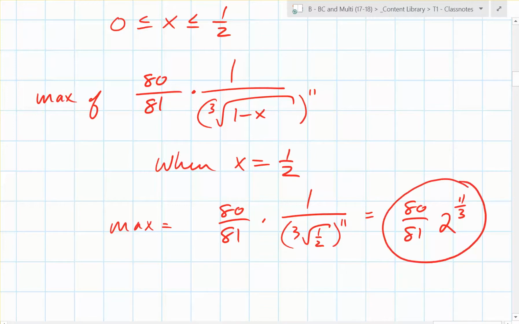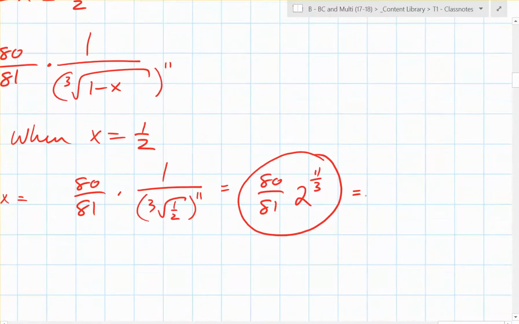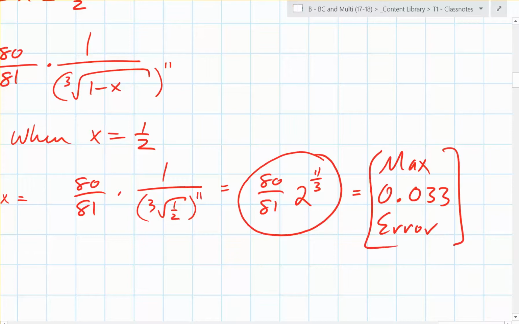So this right here could be a great question. As that would be, if you did out the decimal, this is the only thing you need a calculator for, you end up with 0.0 what? 33. So that would be the max error. But what do they ask you to do for the second part of this question? They ask you to do what? Compare it to the actual.